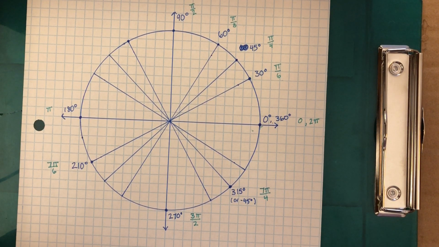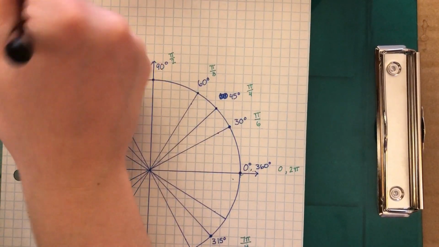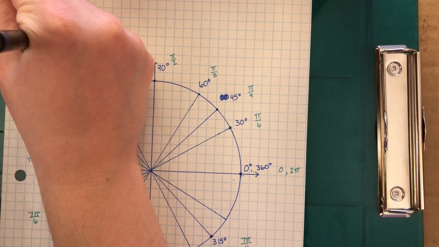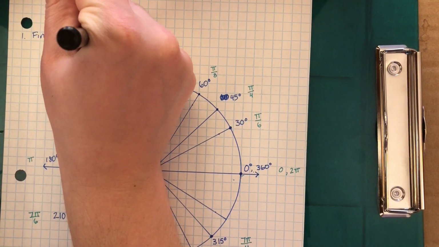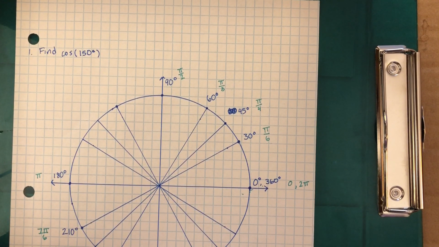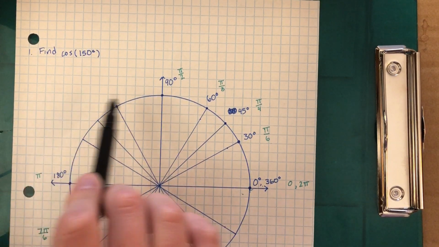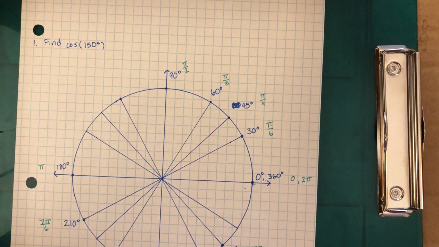So let's talk about how you could find the sine and cosine of an angle using the unit circle. So the first example I'm going to do is ask, what is the cosine of 150 degrees? So I need to figure out, and you could get a question like this without having this picture in front of you, but you could sort of draw it yourself.